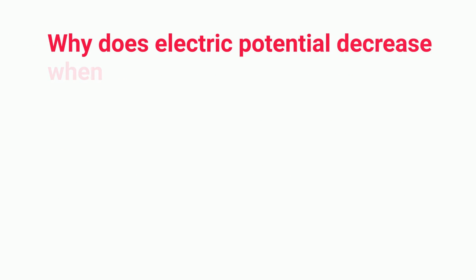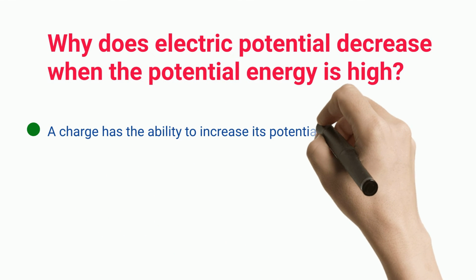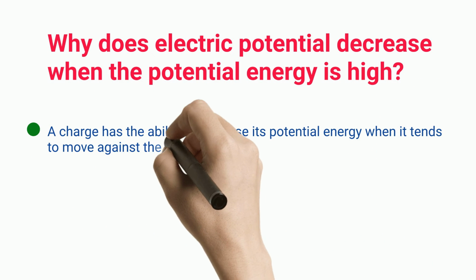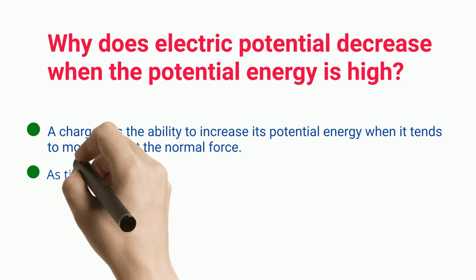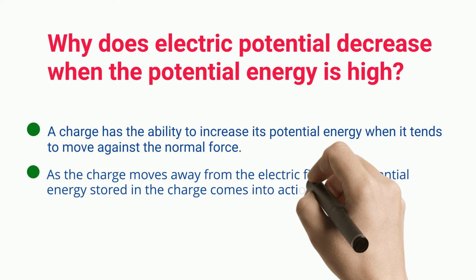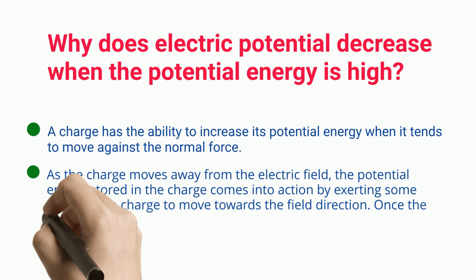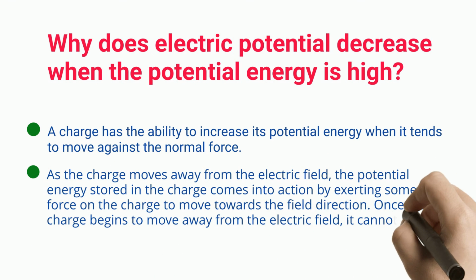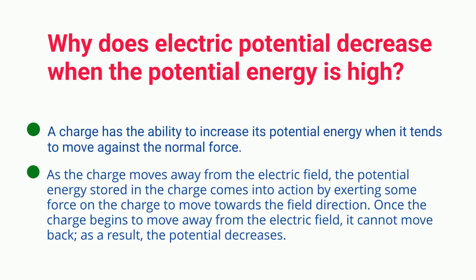Why does electric potential decrease when the potential energy is high? A charge has the ability to increase its potential energy when it tends to move against the normal force. As the charge moves away from the electric field, the potential energy stored in the charge comes into action by exerting some force on the charge to move towards the field direction. Once the charge begins to move away from the electric field, it cannot move back. As a result, the potential decreases.